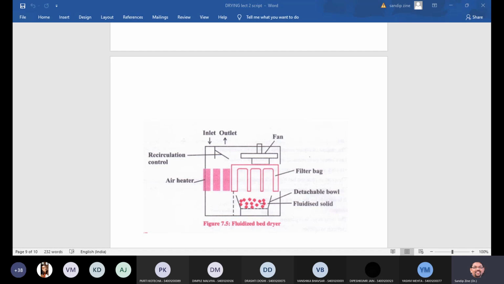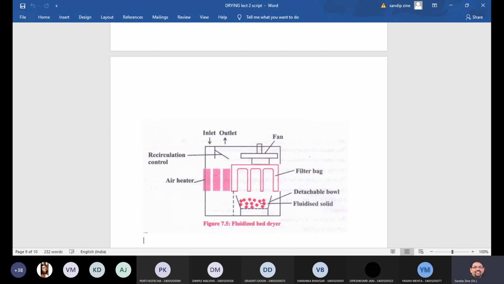Whatever the detachable bowl is there, that is used to load and unload the materials, and generally this bowl is used to place the materials to be dried. Whatever you have to dry, you have to keep in that particular bowl, and you can fix it on the fluidized bed dryer. And a fan is mounted on the top to circulate the hot air, isn't it? So this fan mounting is there, so for circulation of the hot air that is generated, the fan is installed in this fluidized bed dryer.